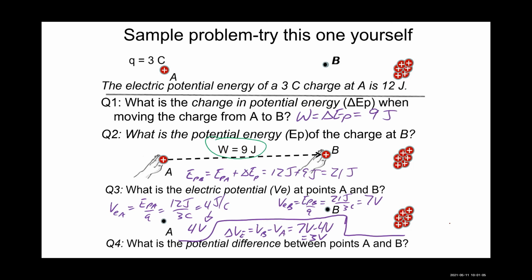And then the last question was kind of one more that I threw in there. The potential difference, just as the name implies, would be the difference between the electric potential at A and B. So the electric potential difference would be 3 volts, 7 minus 4.